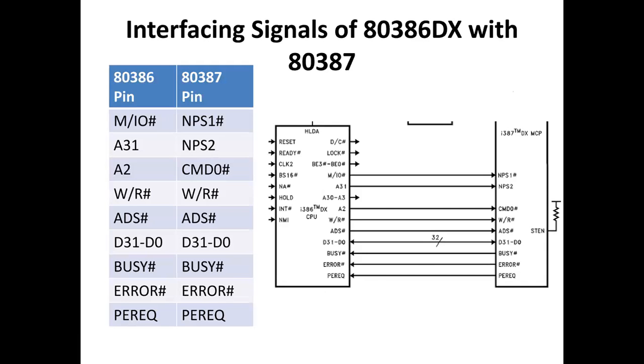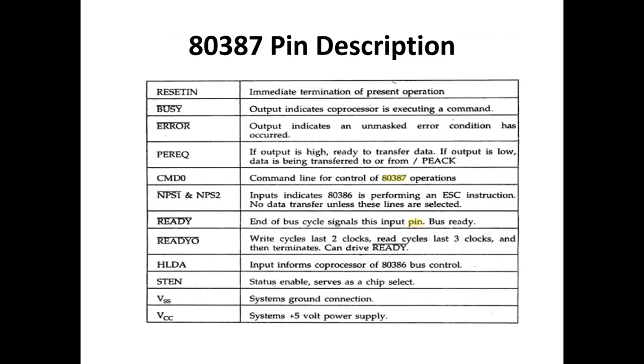Interfacing signals of the 386DX with the 80387. So these are some of the interfacing signals: W/R with NPS1, A31 with NPS2, A2 with CMD0, the read or write operation with the read write operation, ADS with ADS, and D31 to D0, so the data bus with the data bus, busy signal with the busy signal, error with the error. This is the interfacing of the 80386 with the 80387.